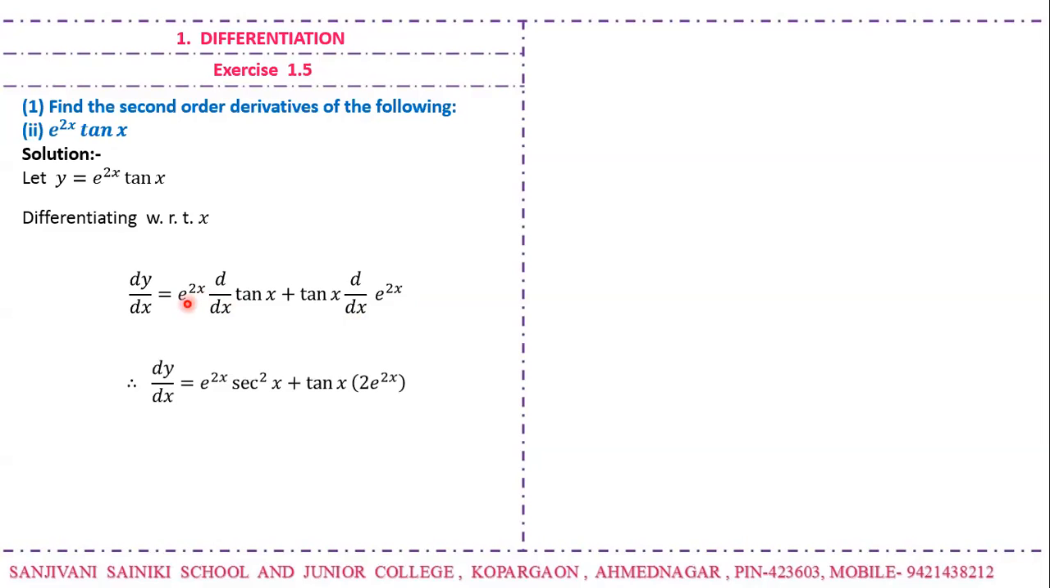So first function as it is, derivative of the second function, plus second function as it is, derivative of the first function. Now you can take e raised to 2x common from this. So dy by dx is e raised to 2x in bracket sec square x plus 2 tan x. Now again differentiate this because we want to find the second order derivative. That means we have to differentiate twice.